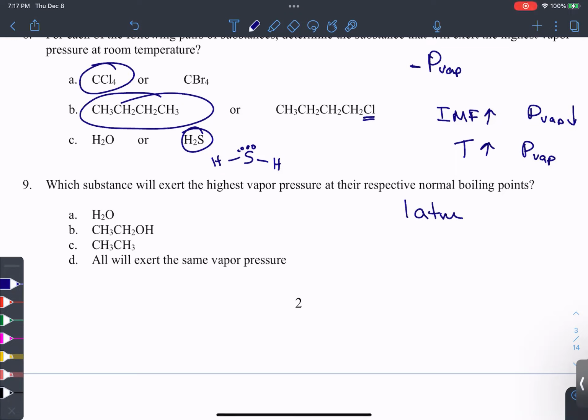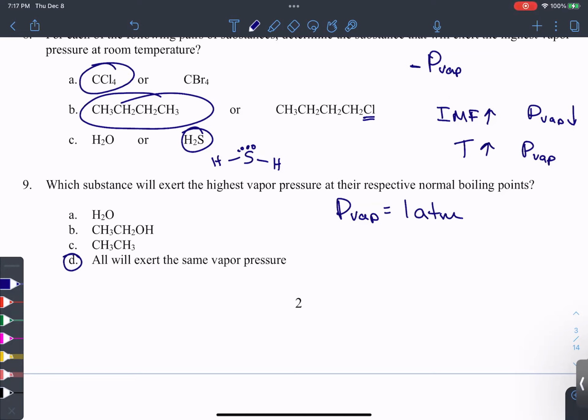1 atm is important here because it's when the vapor pressure of all of these liquids equals 1 atm. So the correct answer is D. All of them at their boiling points have a vapor pressure of 1 atm, because that's where they exceed the external pressure being exerted on them. Those liquid particles have overcome the external pressure.